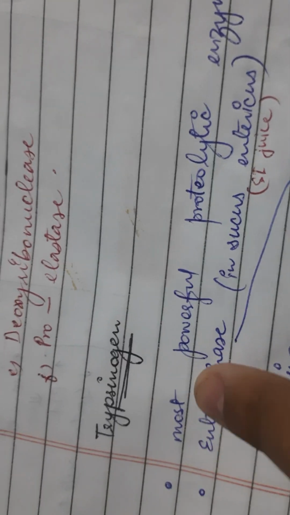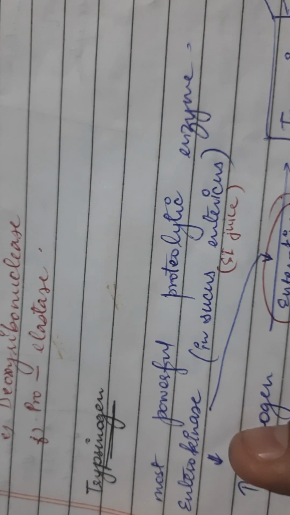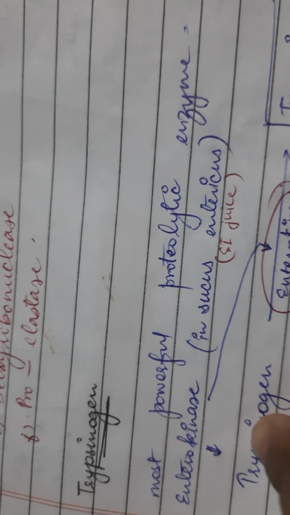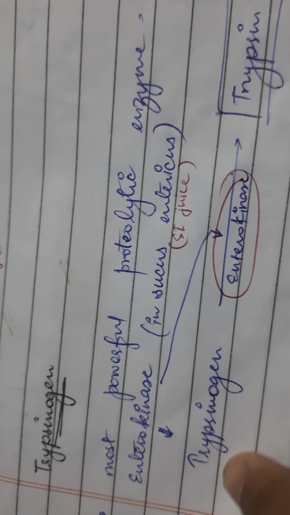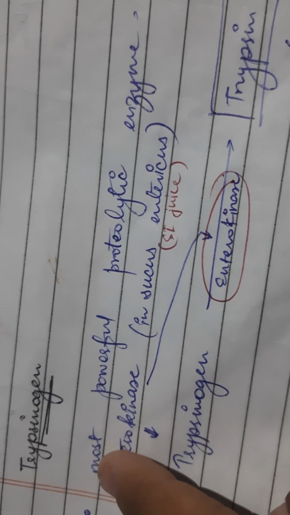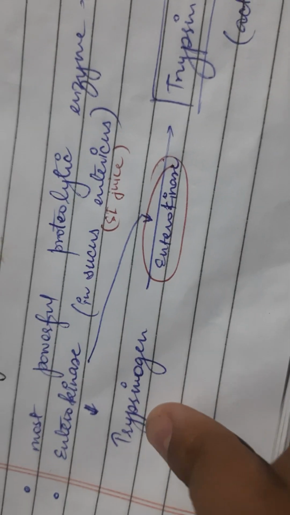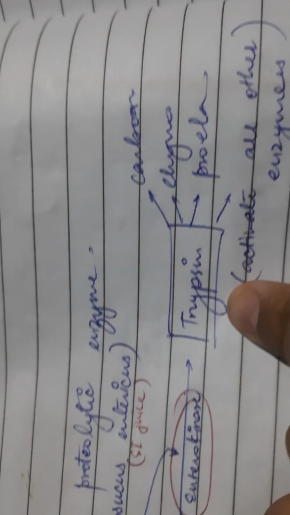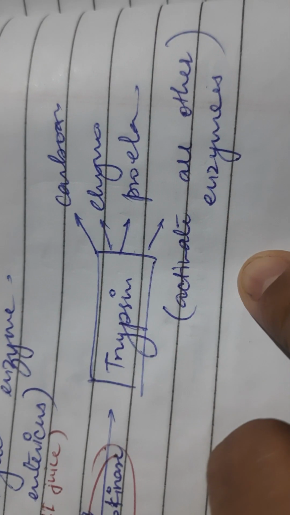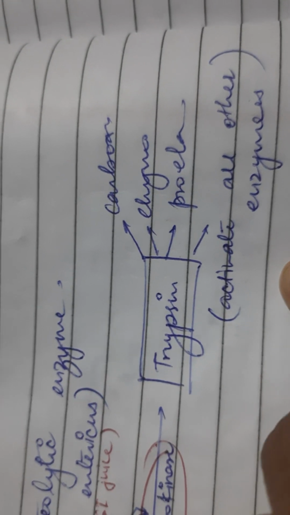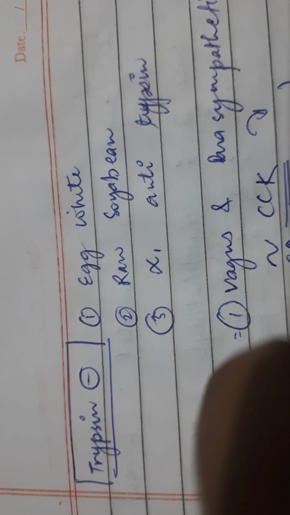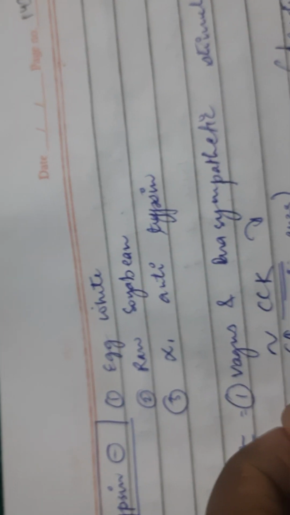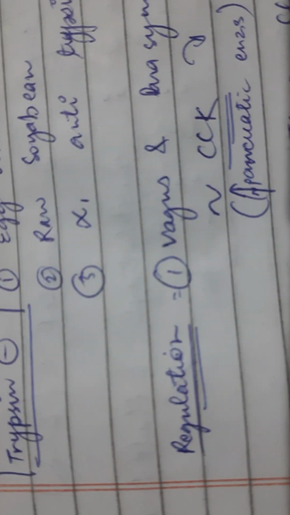Trypsinogen first, the most powerful proteolytic enzyme. Enterokinase, present in succus entericus, the intestinal juice, helps in conversion of trypsinogen to trypsin, which further activates all the other enzymes of the pancreas. Trypsin gets inhibited by egg white, raw soybean, and alpha antitrypsin.